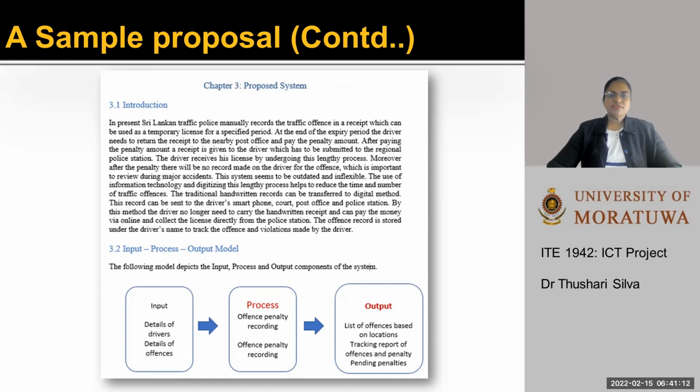With all these things, the output I have to take is the list of offenses based on locations, or tracking reports of offenses and the penalties. What are the inputs? I have to add details of drivers, details of offenses and the locations. All these things have to be included in your proposal. You may need to improve the proposal sample I have shown here. You cannot take it as it is. You have to customize it to your own domain. By doing so, you will be able to develop a solution which is unique to your problem.